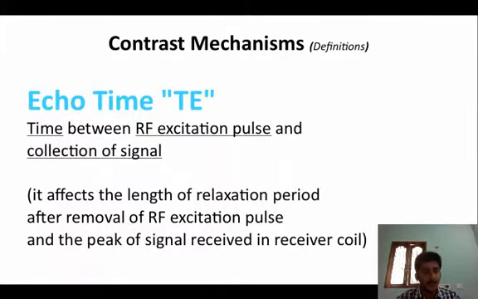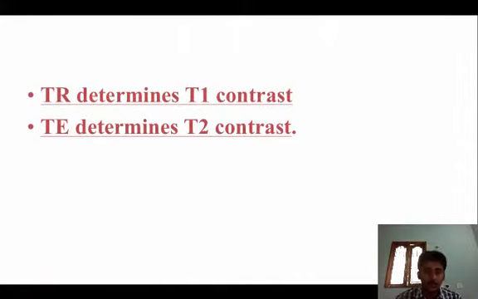What is echo time? Echo time is the time between the RF excitation pulse and the collection of the signal. When you apply an RF signal, the protons take time to get excited, and after they get excited, they start emitting the energy. So the time between the excitation pulse and the collection of the signal is called echo time. Usually the repetition time TR determines the T1 contrast and TE determines the T2 contrast.